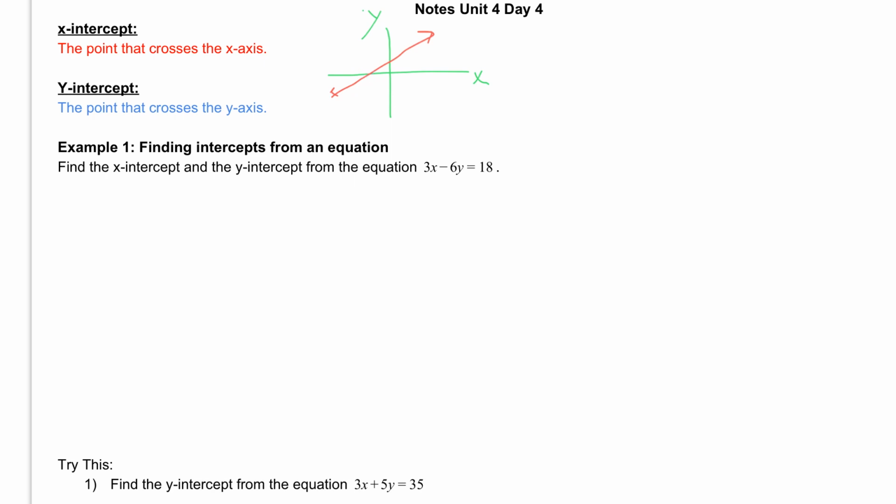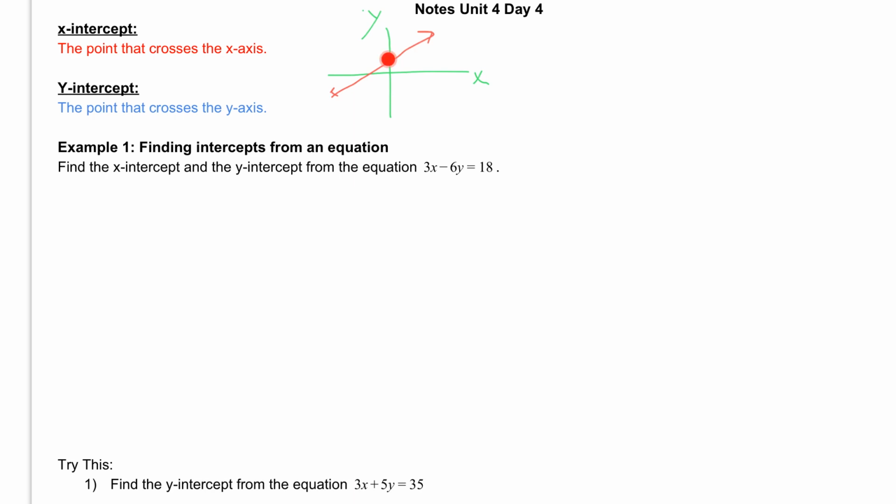If I'm looking at any point that crosses over the x-axis, which is an x-intercept, what do I know about y? Well, if you take a look at any point that crosses the x-axis, my y is always going to be 0, since it's not going anywhere up or down.